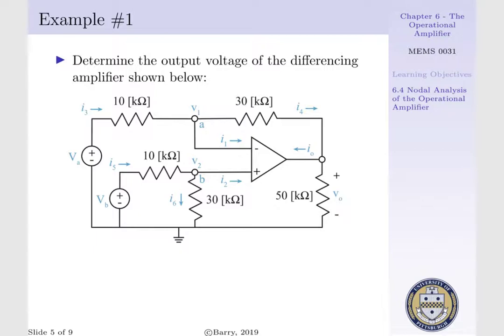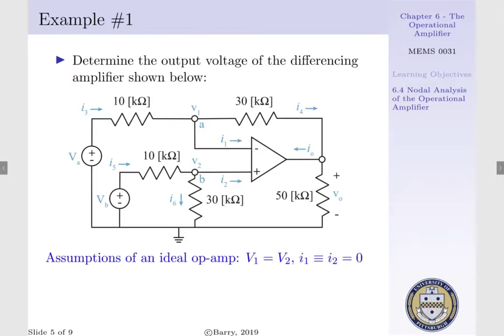is connected to our inverting terminal of our operational amplifier at node A. Likewise, we have a voltage source, VB, that's connected to a 10 kilo ohm resistor that is then connected to our non-inverting terminal of our operational amplifier at node B. Between node A and our output terminal, we have a 30 kilo ohm resistor, whereas between node B and our output terminal, we have a 30 kilo ohm resistor and 50 kilo ohm resistor, which are separated by ground.